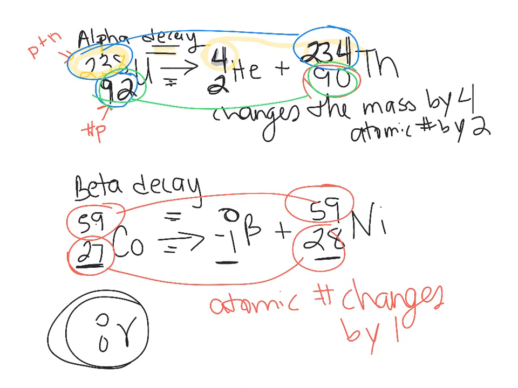So normally gamma comes off with an alpha or a beta, and it'd be written like this, with just the gamma off to the side. But you're not going to be tested on that, so don't stress about it. And that's your alpha and beta decay.